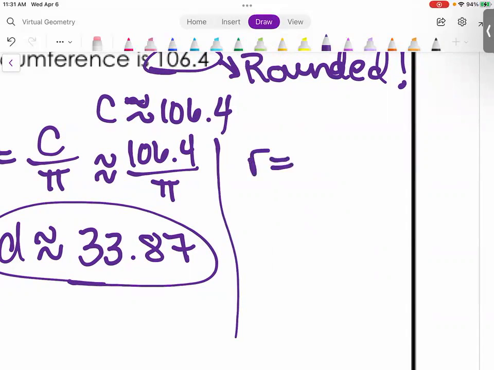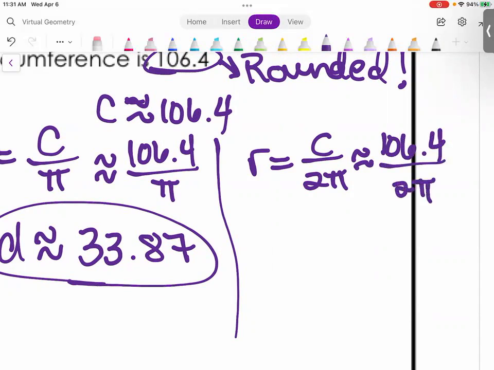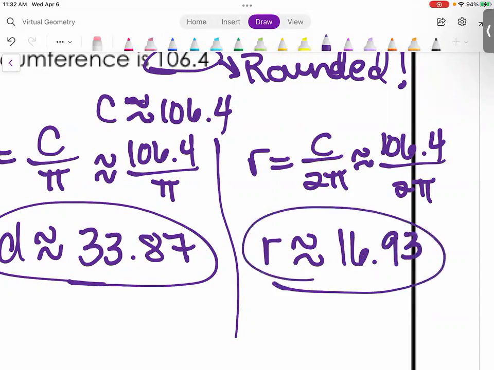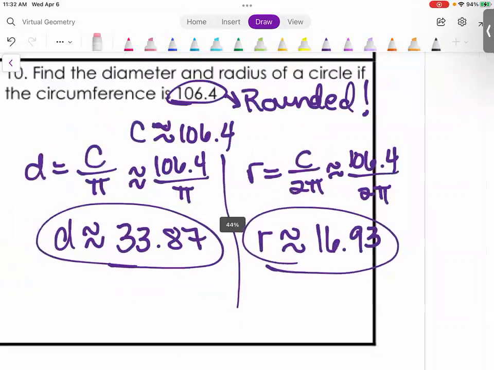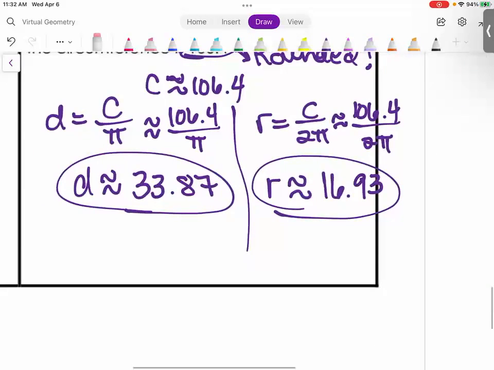And then we do the same thing with the radius. Our radius should be the circumference divided by 2 pi, which will be about 106.4 divided by 2 pi. So my radius will be about, it should be close to half of that diameter number. But again, we need to use the full formula because that circumference is rounded off. So when I do 106.4 divided by 2 pi, I get about 16.93. And so there are my 2 missing pieces if we ever need to work backwards.